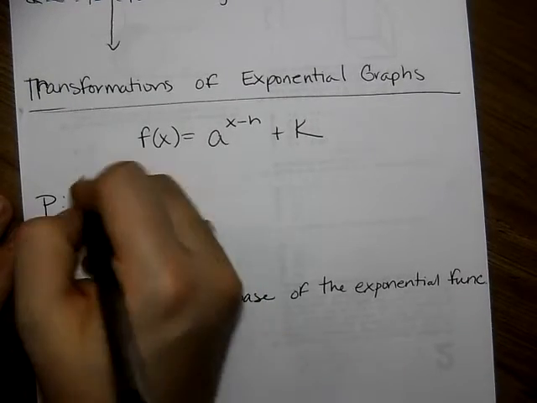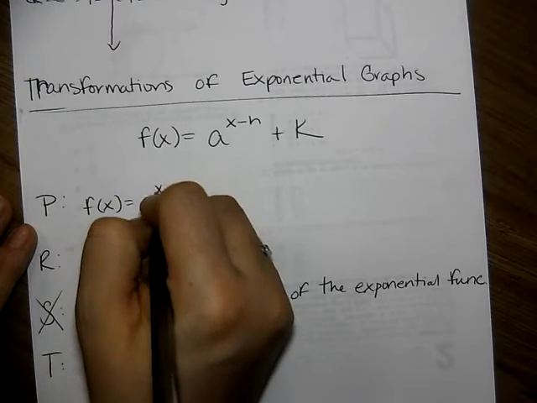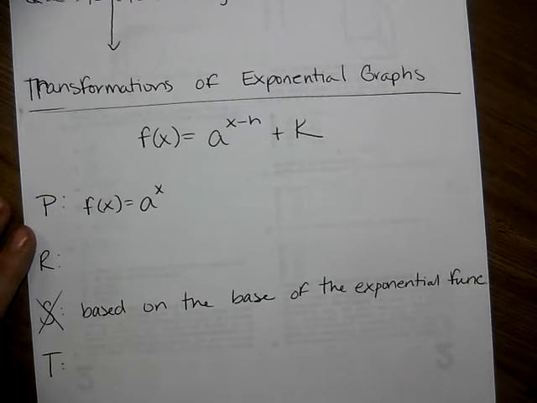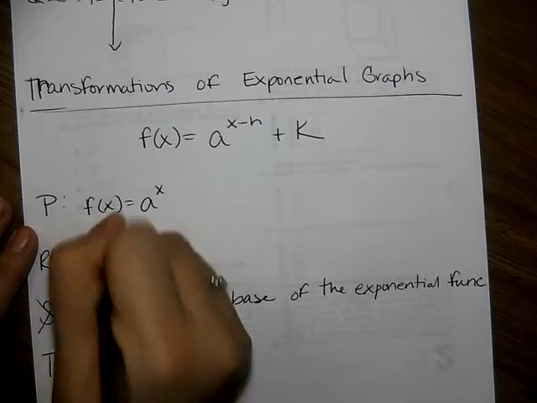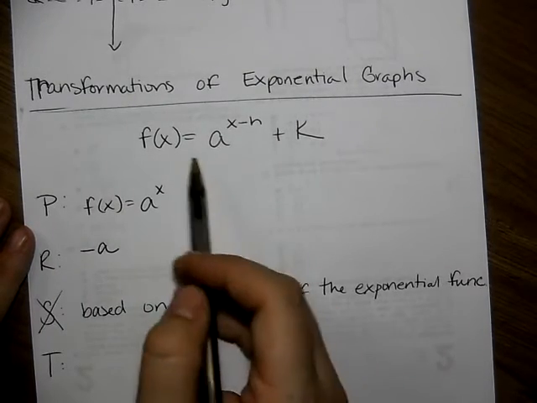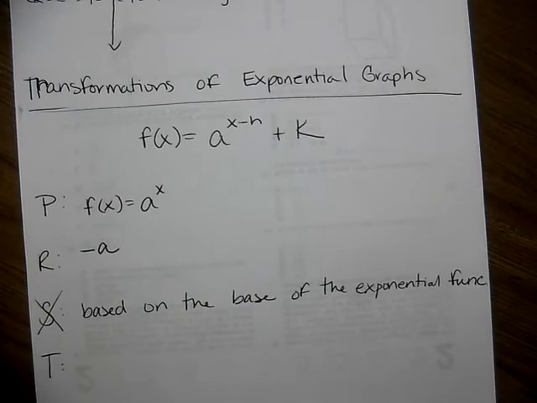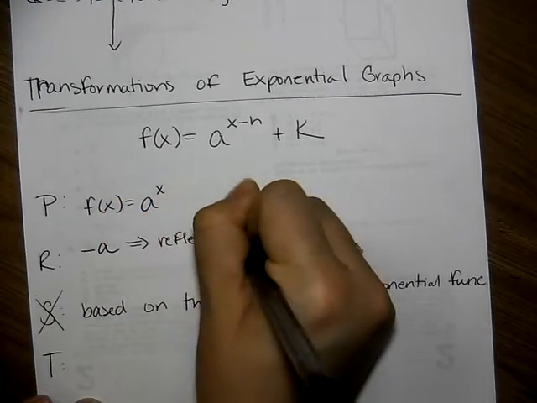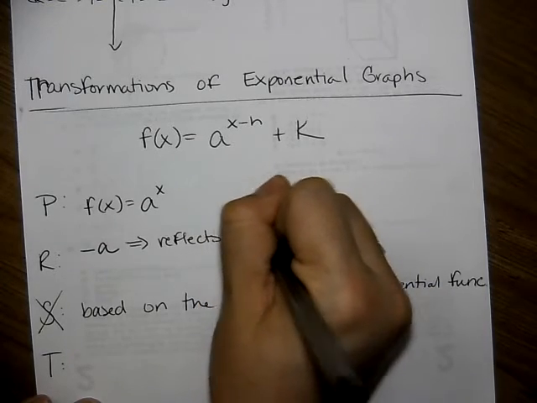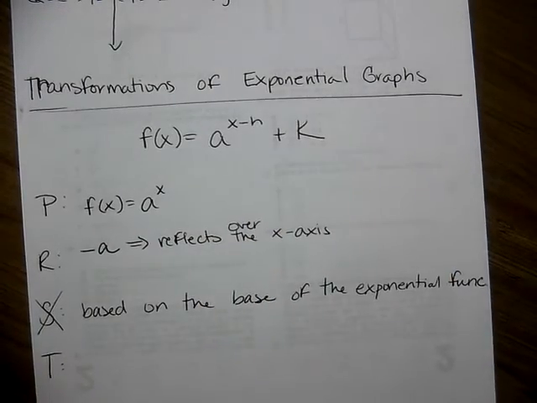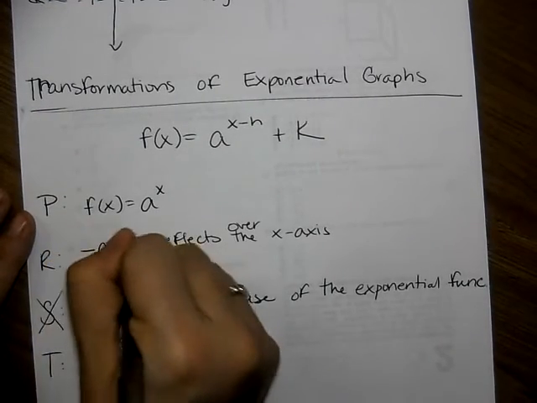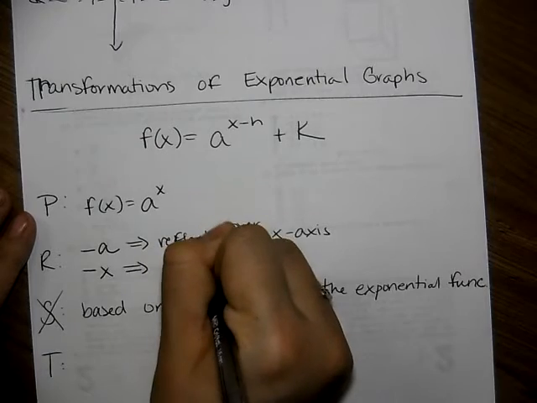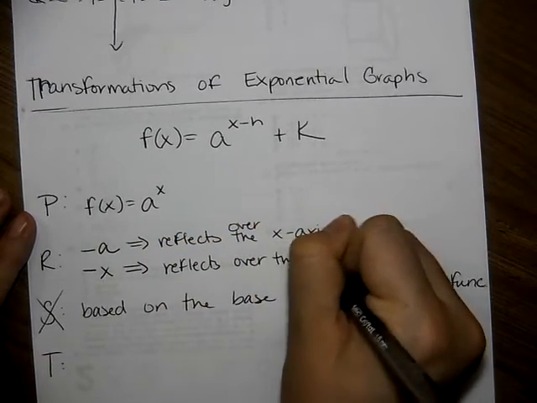The parent function is just f of x equals a to the x. All right? And then how do you know if there's a reflection? We talked about this before. There's a negative, right? So if the negative is with a, then that means it's not locked inside, right? You could move it over with the y value. And when you do move it with the y value, what does it reflect over? It reflects over the x-axis, right? If it's with the y, it reflects over the x. If it's with the x value, where does it reflect? Very good. Reflects over the y-axis.